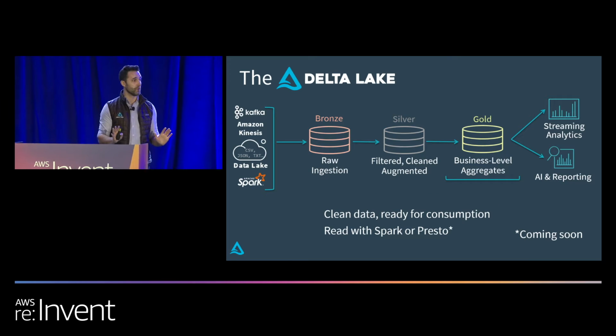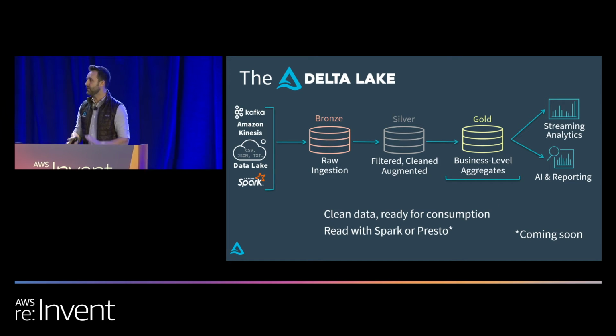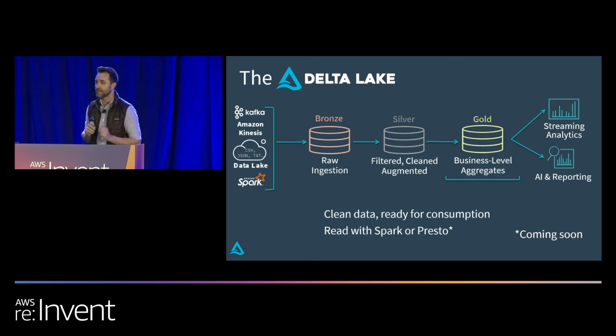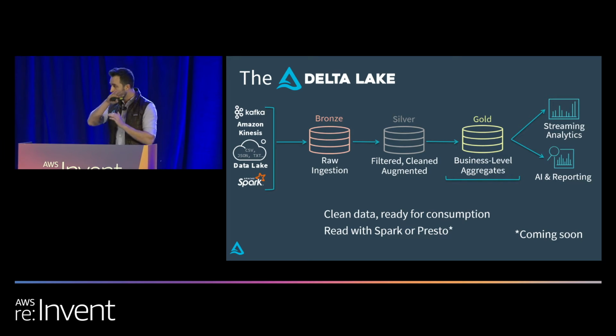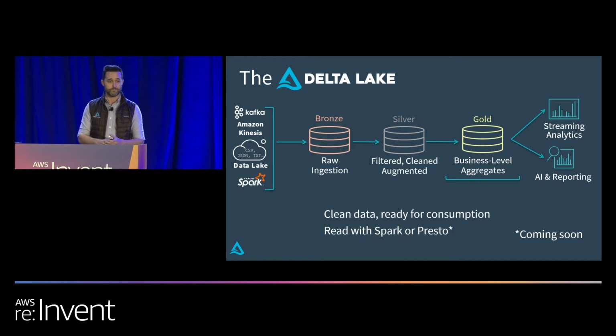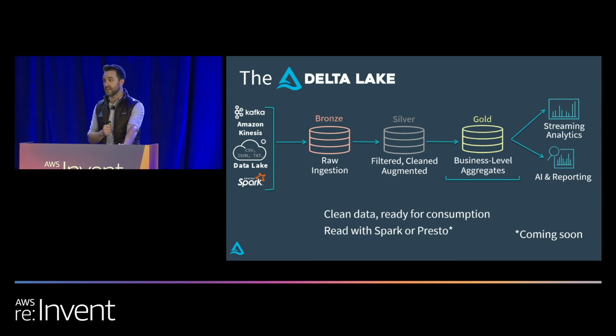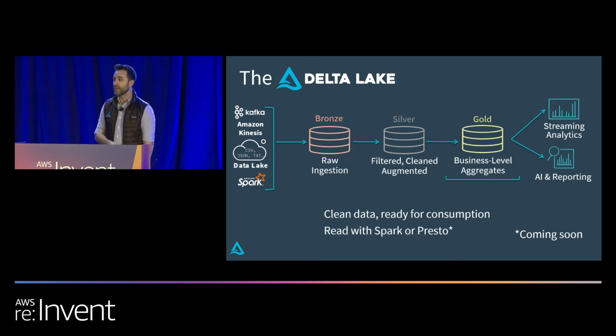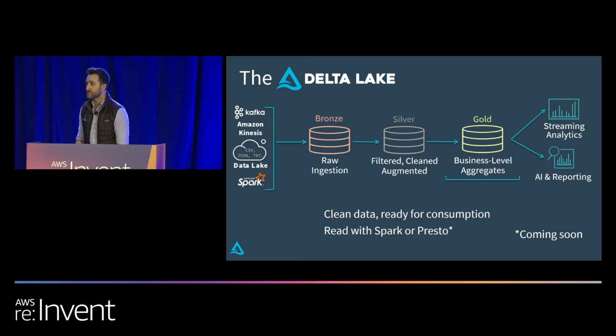And then finally, we get to gold. These are clean, high-level business aggregates that mean something to somebody important in your business. It's ready for consumption. You can connect it to your favorite tool. So if you have Tableau or Power BI or any of those kinds of things, you can connect it directly into your Delta Lake. You can query it with Spark. You can query it with Presto. We are working on support for Athena, and there's also a pull request for support for Redshift Spectrum as well.